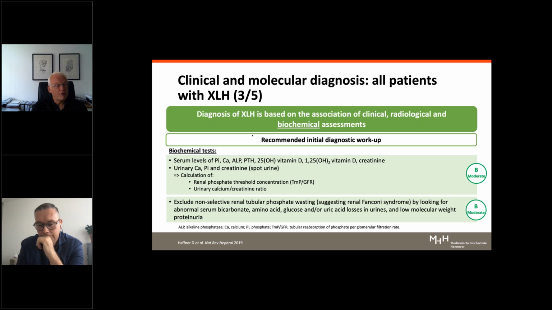And then very important, very cheap, but very important, the urinary calcium and phosphate and creatinine in the spot urine, where we should calculate the renal phosphate threshold concentration, TmP over GFR, to prove renal phosphate wasting and to prove that urinary calcium creatinine ratio is normal. Because if it's not normal, this may point to Fanconi syndrome or hypophosphatemic rickets with hypercalciuria, which are very important differential diagnoses. And then, as I said before, you have to check for non-selective renal tubular phosphate wasting by checking the serum bicarbonate, amino acid, glucose, or uric acid losses in urine, and low molecular weight proteinuria, just to exclude Fanconi syndrome.